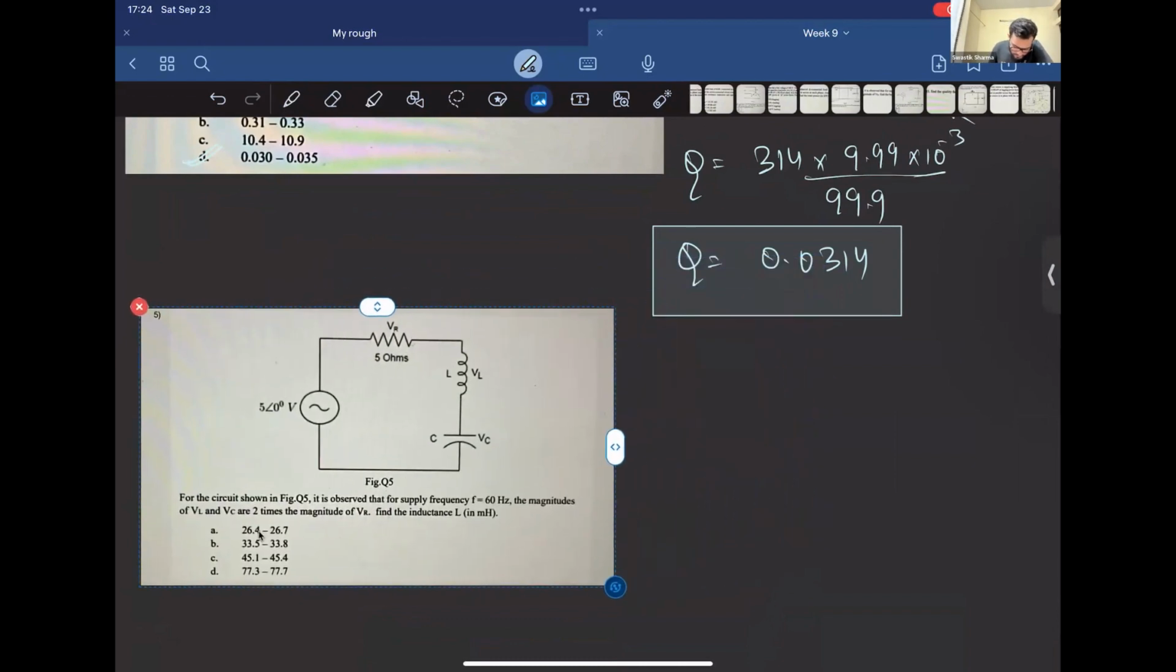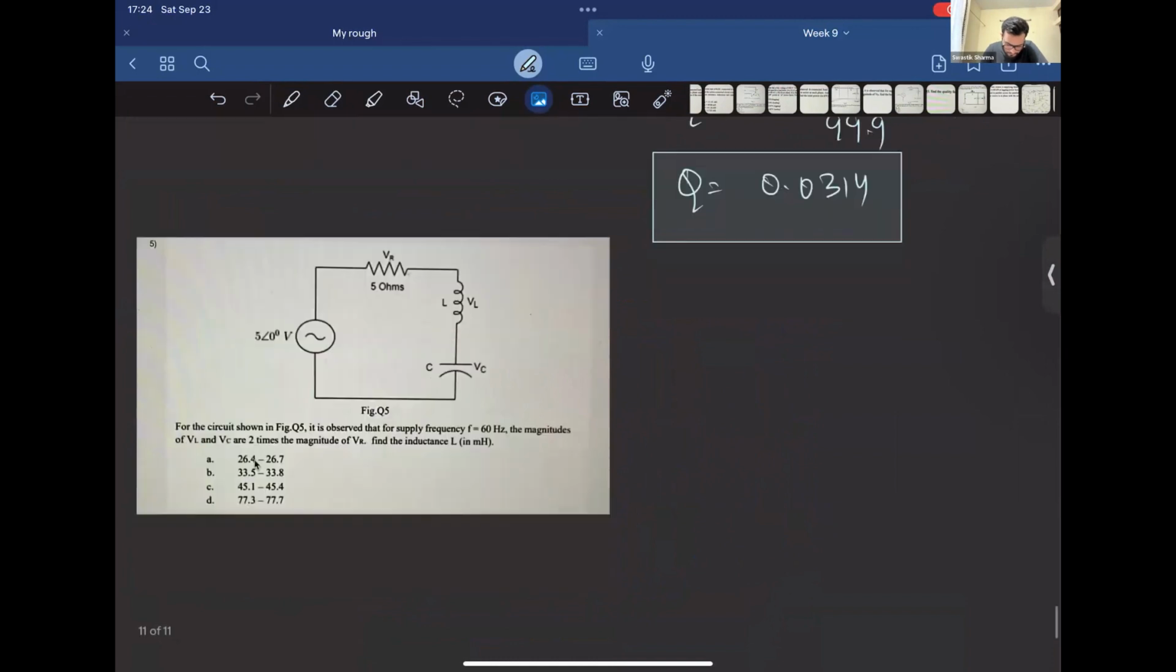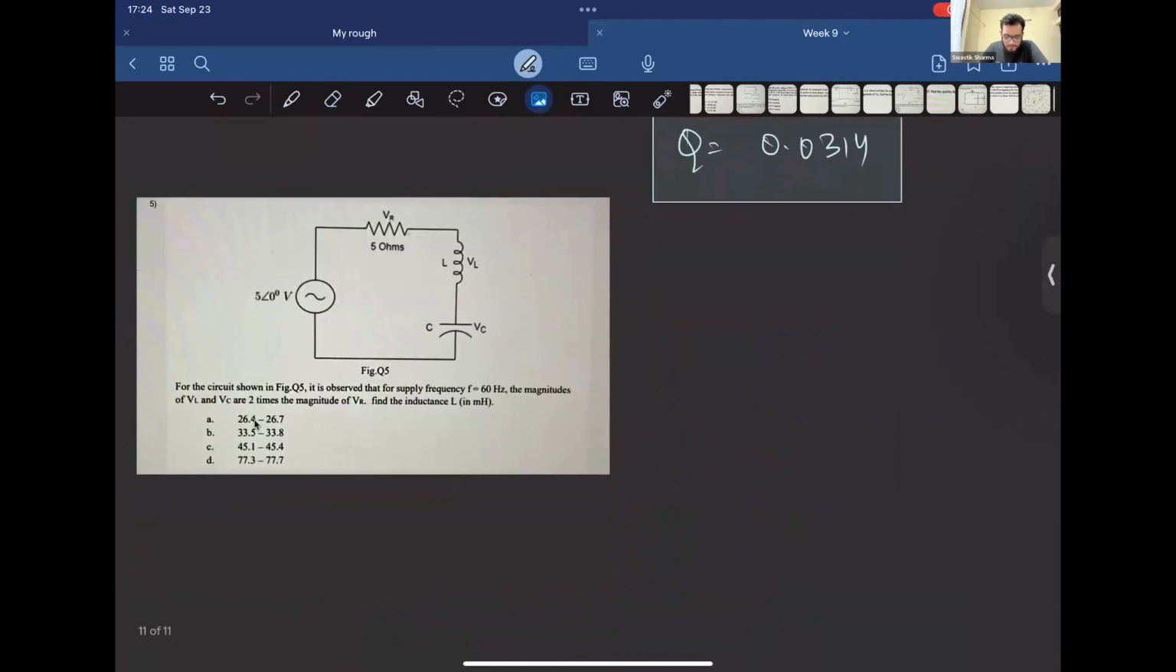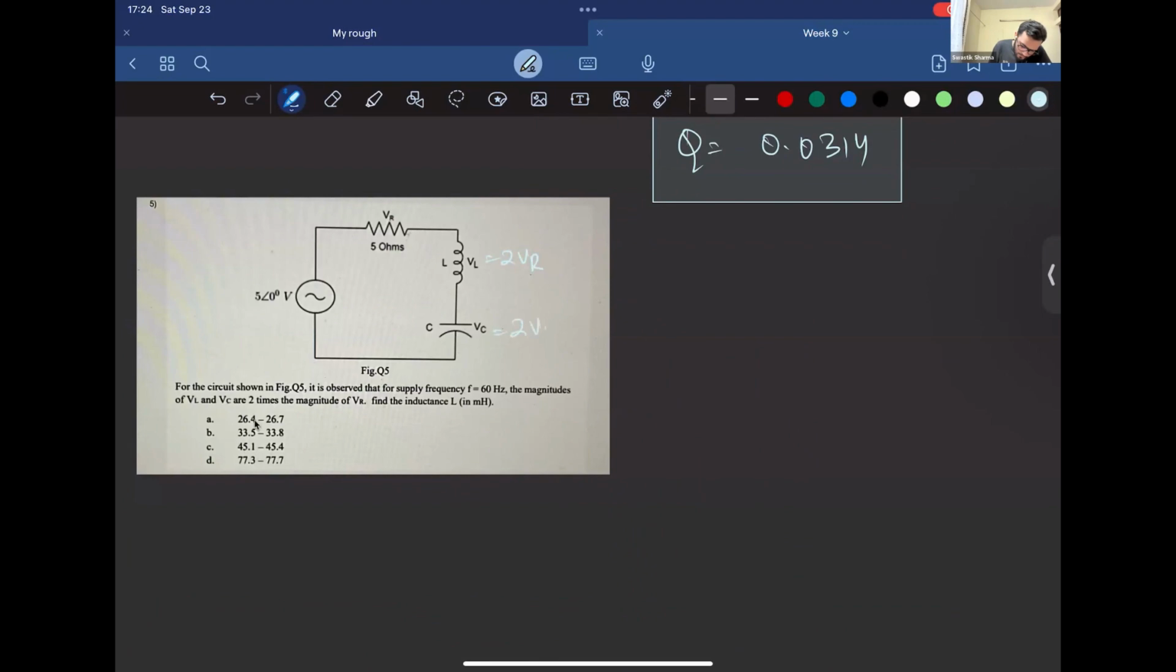Let's go ahead with another question. So what have we got now? It's saying that for the circuit shown in figure 5, it is observed that for supply frequency 60 Hz, the magnitudes of VL and VC are 2 times VR. Find the inductance. So that means VL is equal to 2VR, and VC is also 2VR.